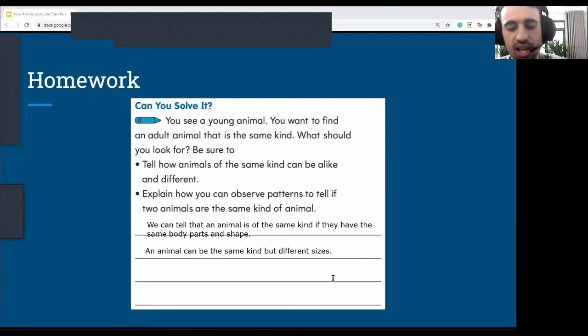Okay, so we have our second sentence. So we answered the first part: tell how animals of the same kind can be alike and different. Now we have to talk about the patterns. So we could write animals with similar, don't forget our vocab, similar patterns, or we could do animals with the same patterns are often the same kind.